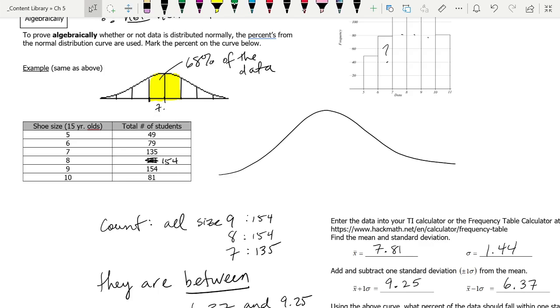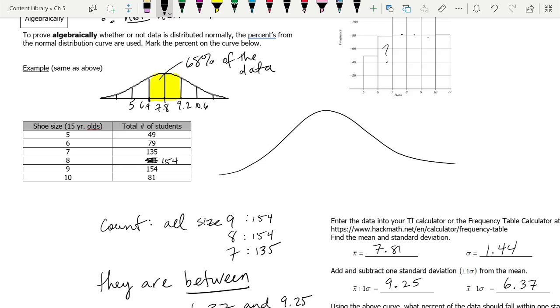So 7.8, and then add the next: 7.8 plus 1.4. We already know this number. This is 9.2. Add another 1.4, 10.6. Now go the other way. 7.8 minus 1.4 is 6.4. Minus another 1.4 is 5.